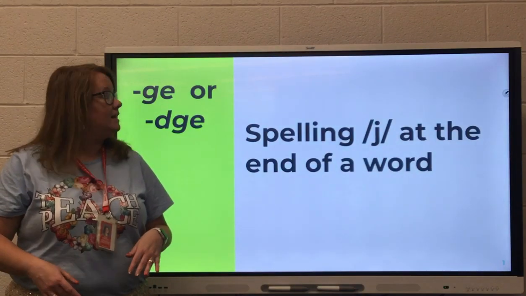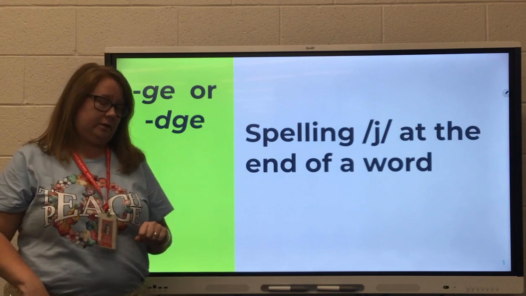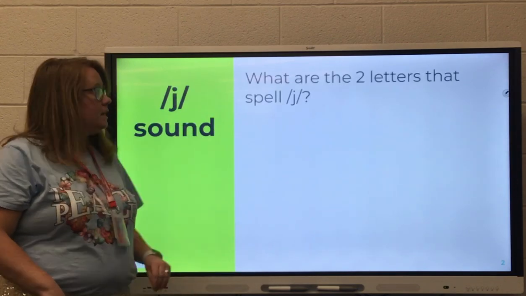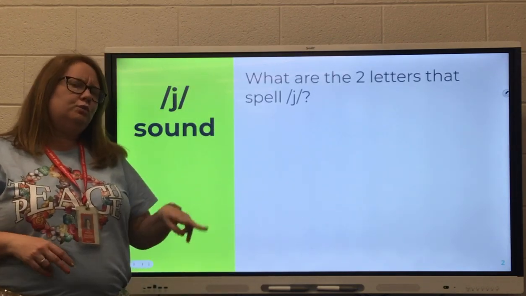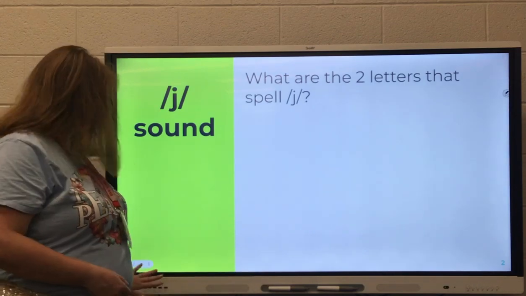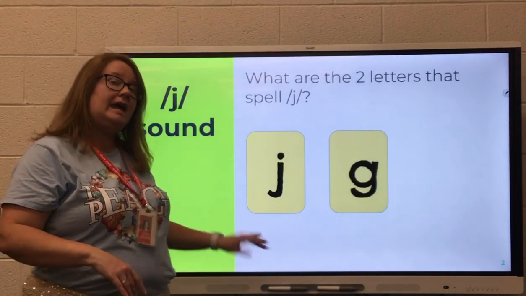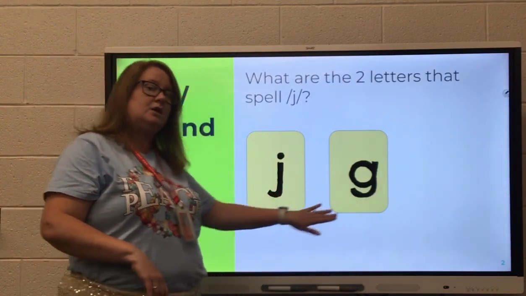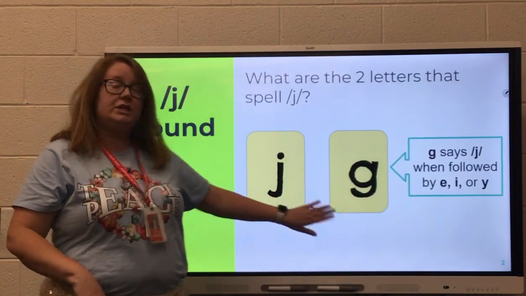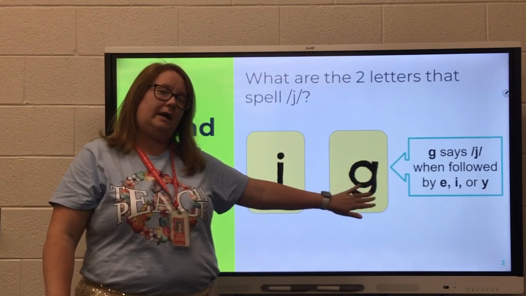Today's lesson is on the spelling of j at the end of a word. So, what are the two letters we have in the English language that will spell j? J always says j, and G sometimes says j. G will say j when it's followed by an E, I, or Y.